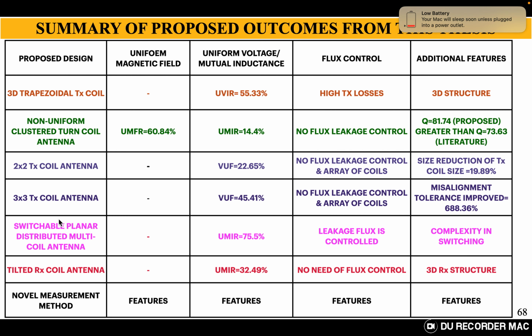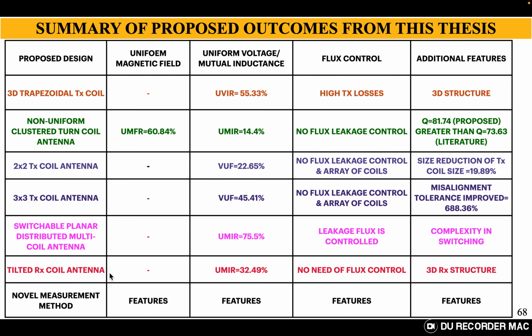Then finally, the switchable planar distributed multi-coil antenna has a uniform mutual inductance region of 75.5%. So you can compare this with all other designs. This is the best possible uniformity in terms of the uniformity factor of mutual inductance. And also it has a leakage flux control mechanism, that is, the leakage flux is actually controlled. The only additional disadvantage I have to mention is the complexity in the switching circuit.